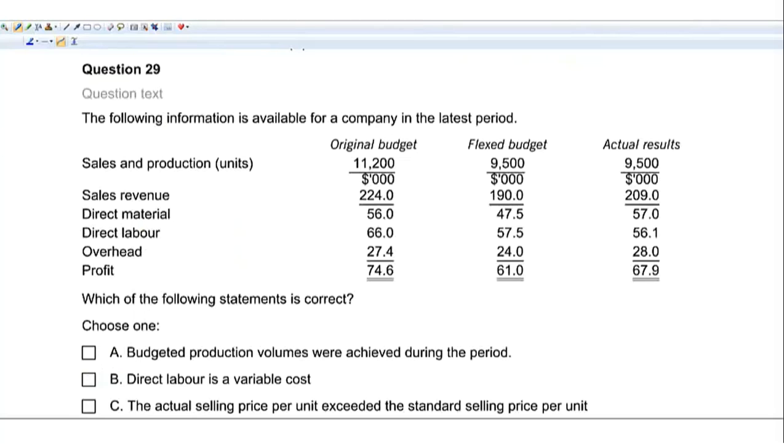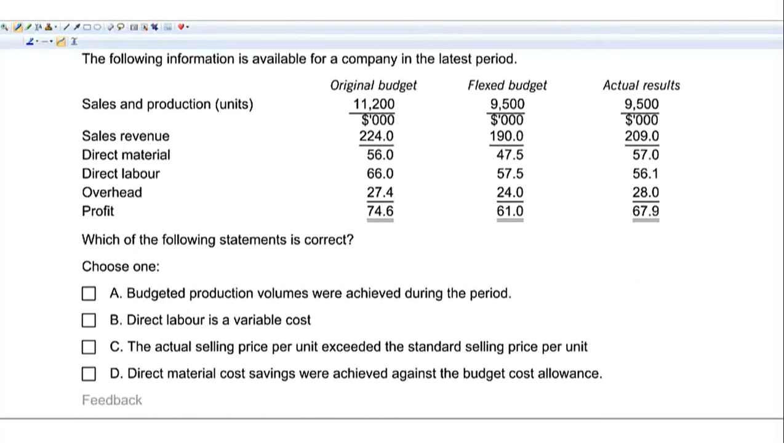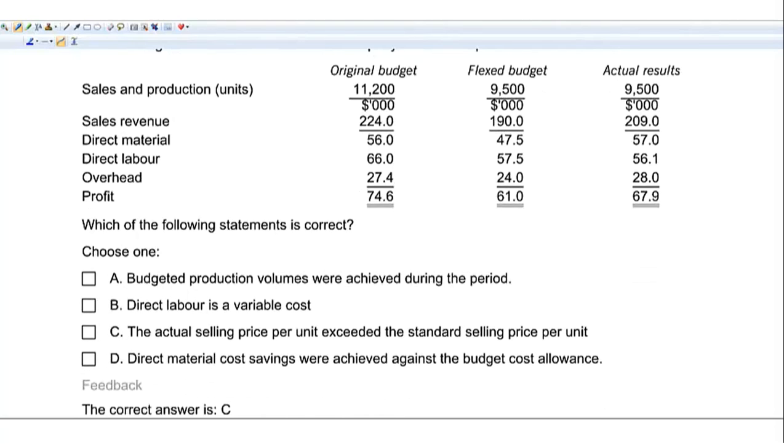Let's look at question 29. Question 29 is a question that's asking us which of the following statements is the correct one. So let's just look down at this style of question here. Okay, so it's a multiple choice question. Which of the following statements is correct? So firstly, budgeted production volumes were achieved during the period.